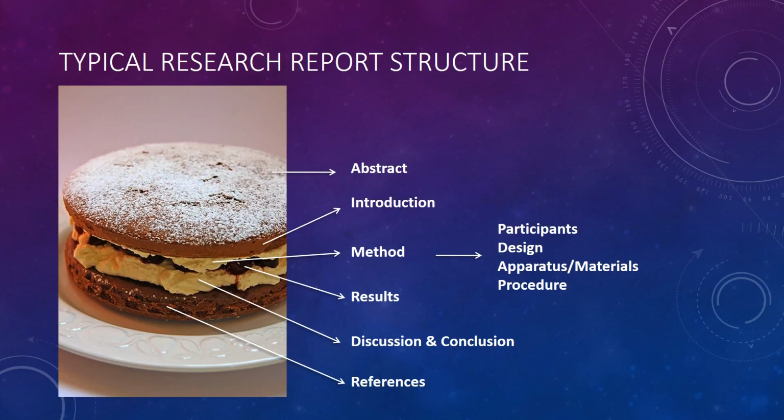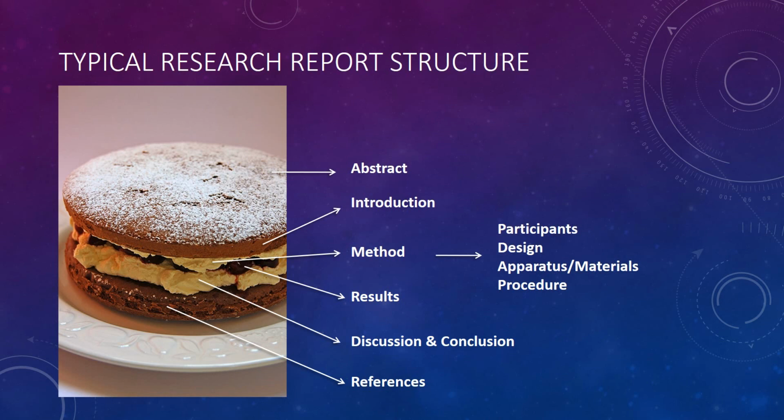So the typical research report structure has layers, as you can see by this cookie-looking metaphor. The first layer of a report structure is the abstract. This is the first part that a reader would see. And then once you have the abstract, you go into an introduction. I'm going to go over all of these different sections in a bit more detail, but I'm just giving you an overview of what the report structure would look like.